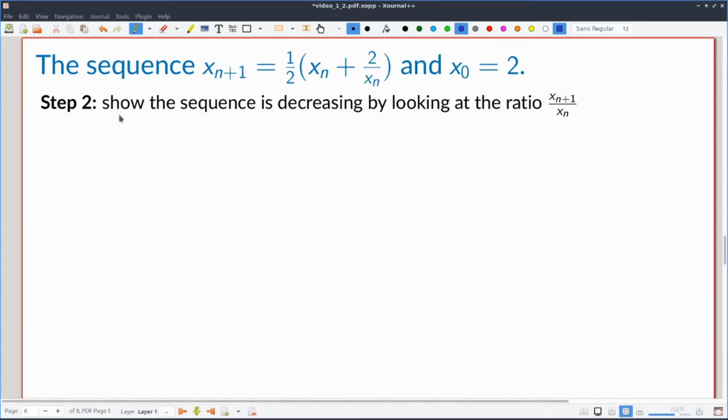Step 2 says, let's show that this sequence is decreasing. And really we have 2 tricks for seeing that a sequence is decreasing. One of them is to look at a ratio of subsequent terms, and the other is to look at the difference of subsequent terms. So here we look at the ratio. We're going to look at this x_{n+1} divided by x_n. And that's going to give us, I'm distributing the x_n across.